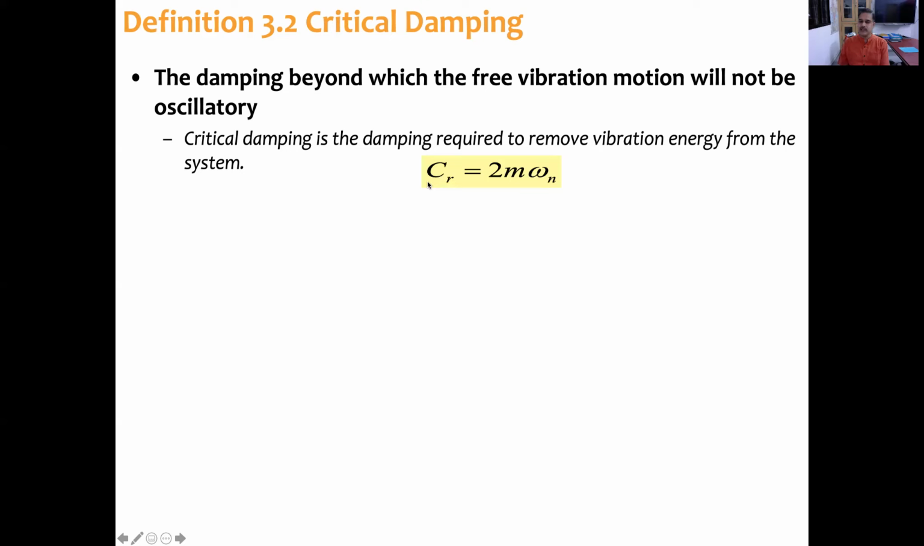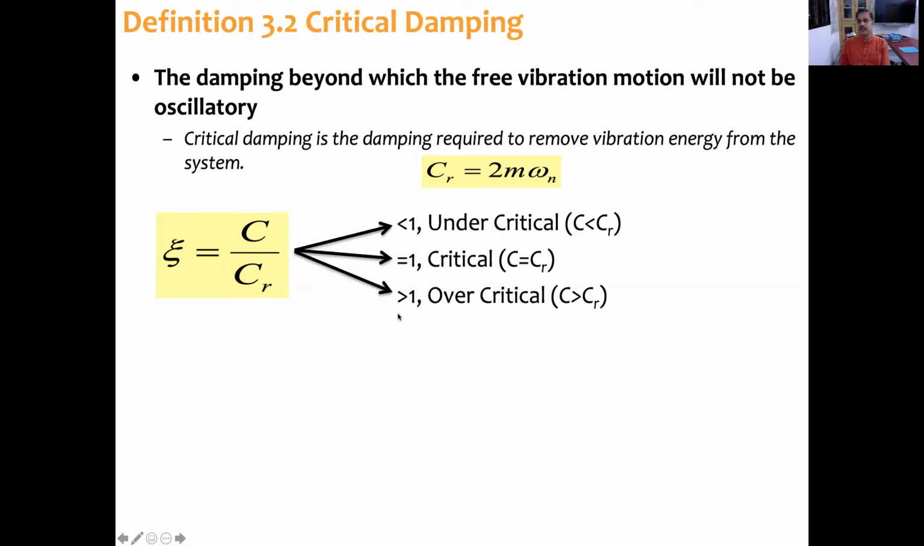That critical damping value can be computed by this one, C_cr equals 2 M omega n. M is the mass of the system or structure, and omega n is the natural frequency of the structure. And zeta is the ratio, C by C_cr, where C is the damping present and C_cr is the critical damping. Critical damping means a damping which will completely remove the vibrating energy from the system. So now three cases arise: when zeta is less than 1, when zeta is equal to 1, and when zeta is greater than 1.